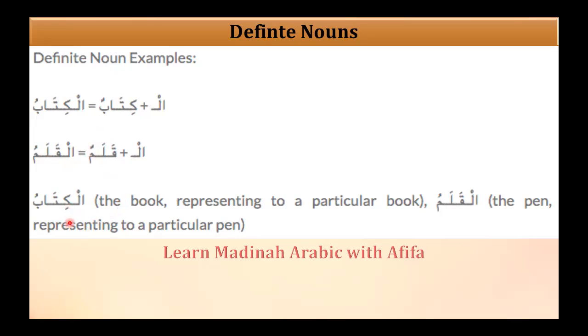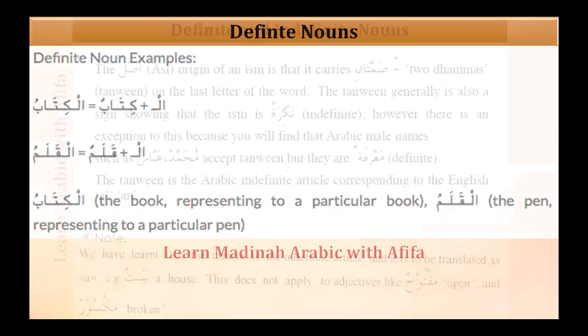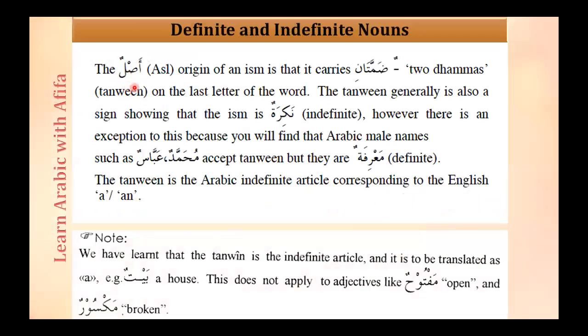So al-kitabu is definite. It's a particular book. Al-qalamu, the pen, is a particular pen. So the asl, or the origin, of a noun is that it carries two dhammas, like we have been looking at. Okay? And again, the tanween is a sign of showing indefiniteness, nakiratun. And we talked about the exception with the Arabic male names. Muhammadun and Abbasun are examples of definite names. They are ma'rifatun, definite.